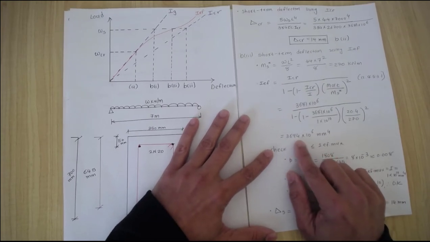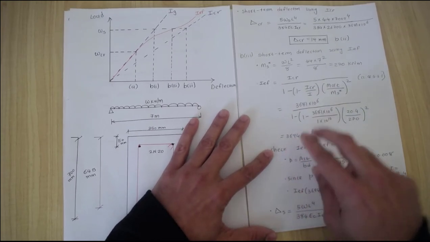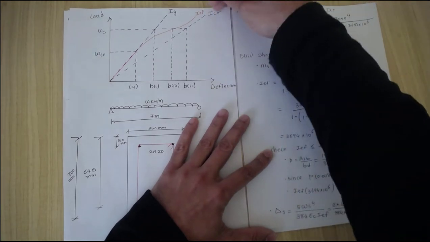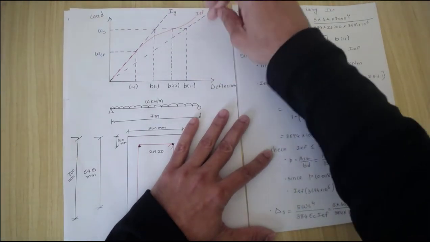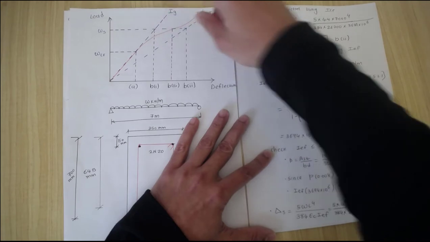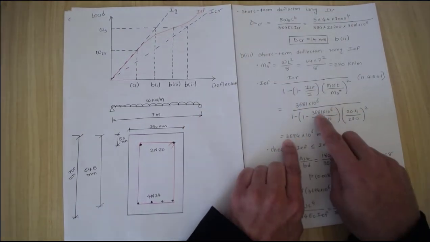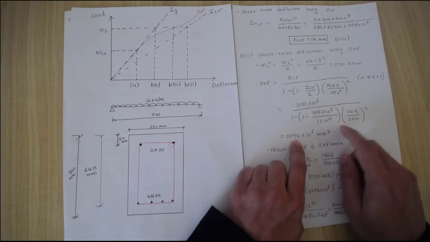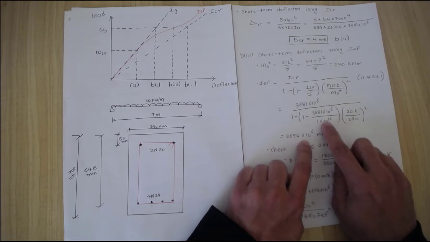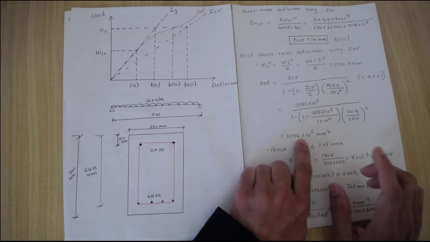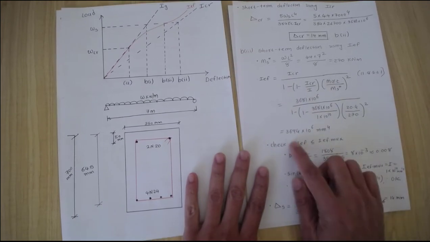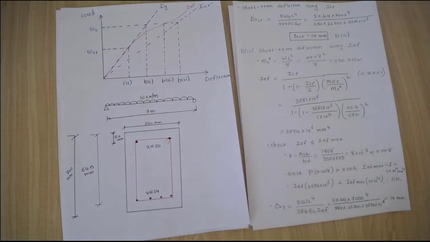The effective moment of inertia is 3694. Please always make sure that this effective moment of inertia is more than I cracking but less than I gross. This 3694 is greater than 3681, which looks correct, and it is less than 10,000 times 10 to the power 6, so that looks correct as well. There is a small check that we need to do every time for the I effective.